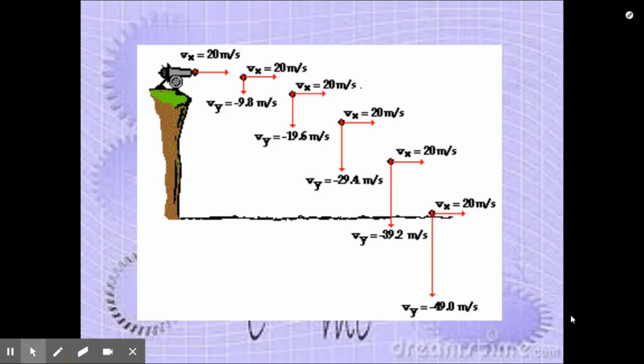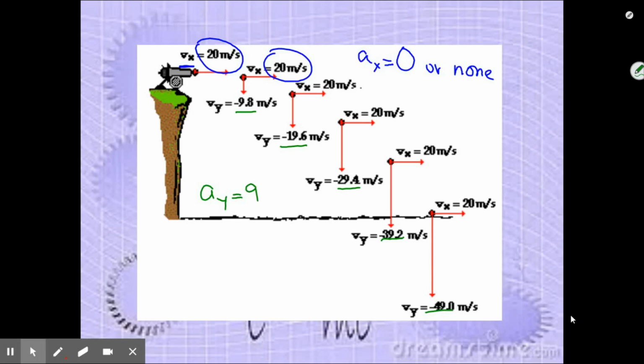So if we look at this and plug in some numbers, in the x direction, Vx, the velocity, there's nothing causing it to speed up or slow down, which means acceleration in the x direction is going to be 0. There's none. But if we are looking at the y direction, we're speeding up by 9.8, or by gravity every time. So a in the y direction is our 9.8 that we are used to from the last chapter.